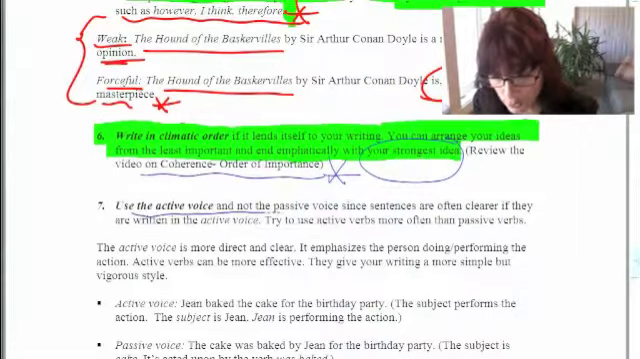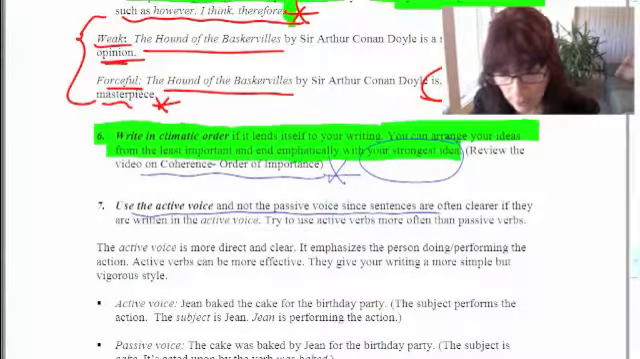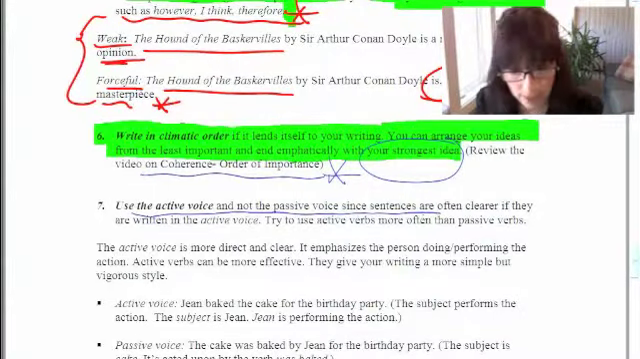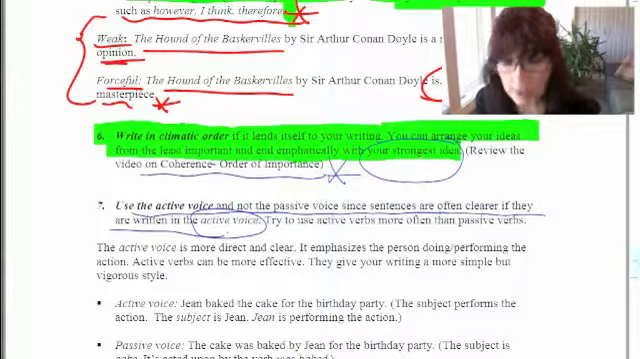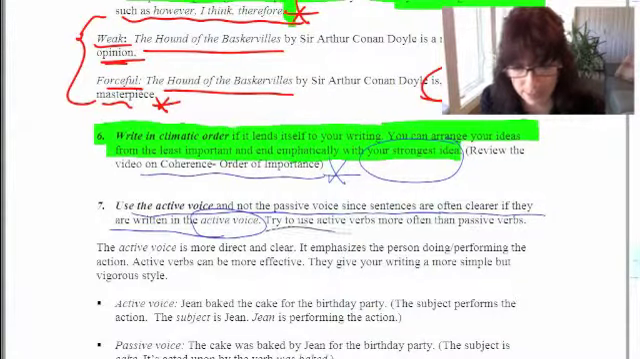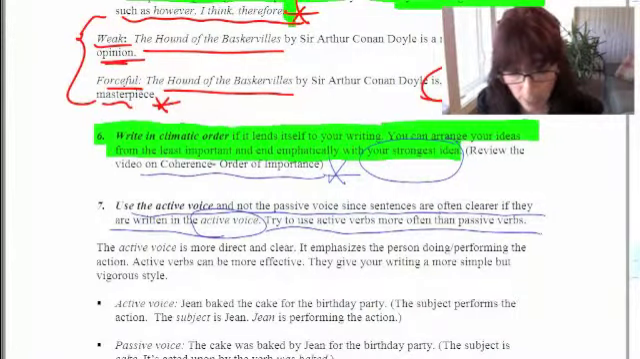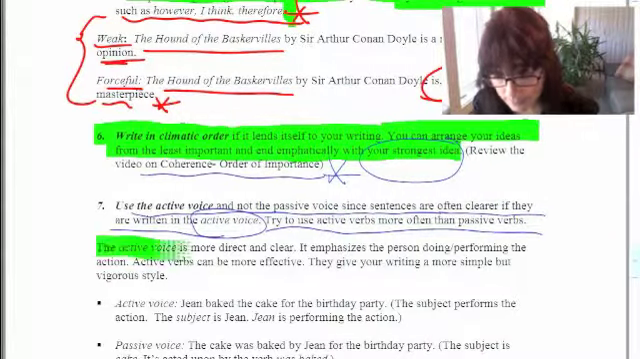And the last point that I want to raise in this video is that it's effective to try to use the active voice and not the passive voice in your writing. Now, writing in the active voice is often clearer, so if you can use active verbs, it adds more emphasis to your writing. So try to use more active verbs than passive verbs. Now let me explain what I mean by this.